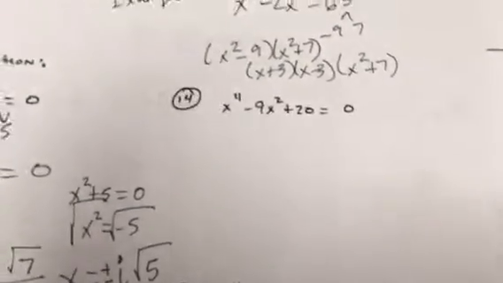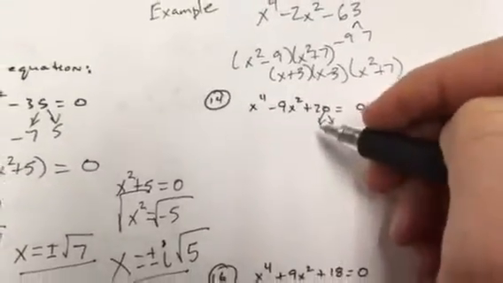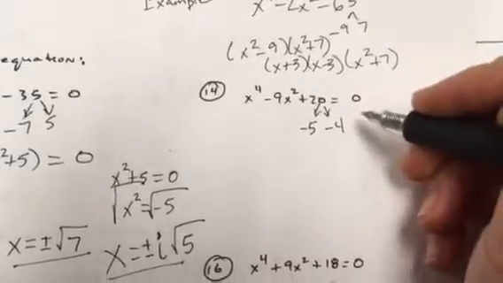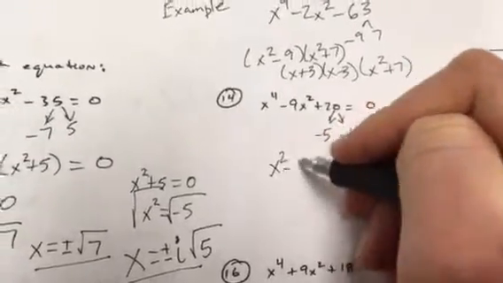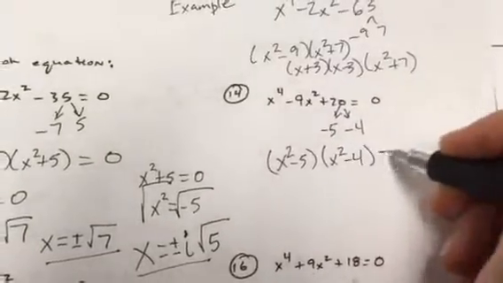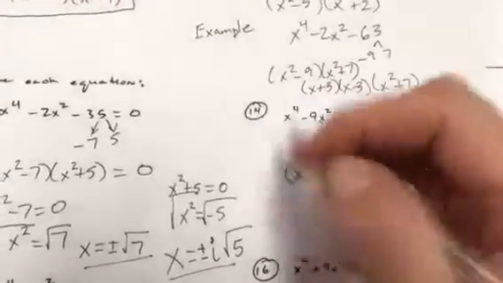Let's take a look here at 14. Going to do the same thing. What multiplies to 20 and adds to a negative 9? That would be negative 5 and negative 4. So x squared minus 5, x squared minus 4 is 0. Cover up method, you get x squared minus 5 is 0.